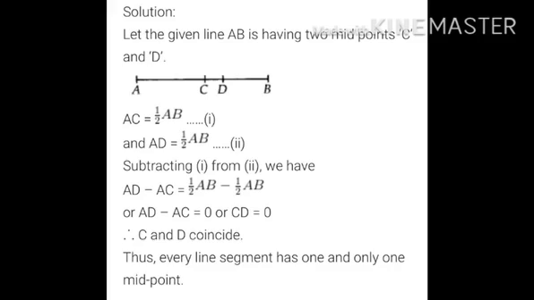AC is equal to half of AB. This is marked as equation number 1, and AD is equal to half of AB, marked as equation 2. Subtracting 1 and 2, we get AD minus AC is equal to half AB minus half AB, or AD minus AC is equal to 0, or CD is equal to 0. C and D coincide. Thus, every line segment has one and only one midpoint.